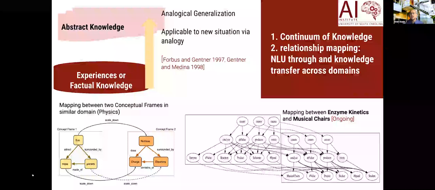Similarly, there is another example. One of my friends that I know very well has created a very large analogical knowledge base. And there is this real analogy that some students gave to explain the enzyme kinetics process. The student used a musical chairs example as an analogy. And we are developing techniques that use knowledge graph to help create more accurate analogies.